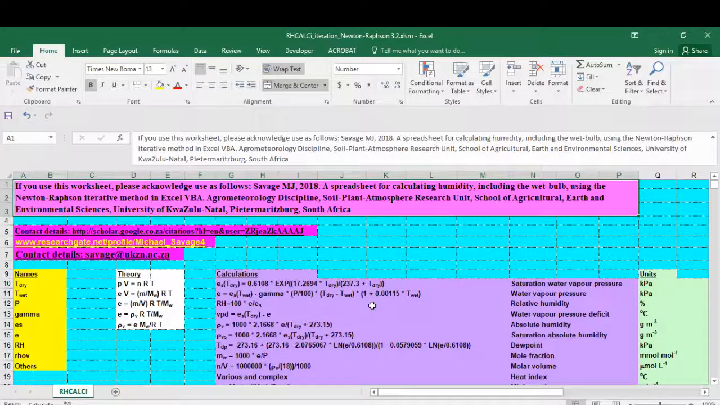Hi there, welcome to a video on a spreadsheet for calculating humidity, including the wet bulb temperature, using the Newton-Raphson iterative method in Excel VBA.